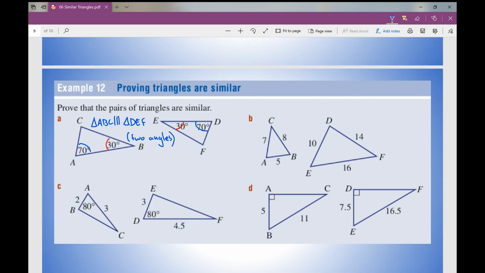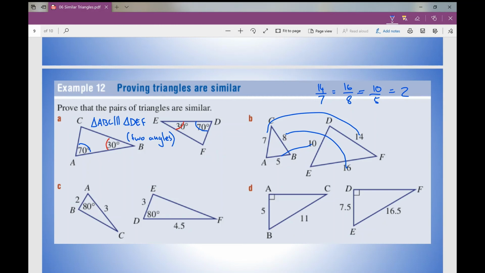Okay, looking at the second pair of triangles here, we have this pair of sides, we have this pair of sides, and we have this pair of sides. So let me just write that all down. And we can see that all these ratios are the same, so that means that these two triangles are also similar.